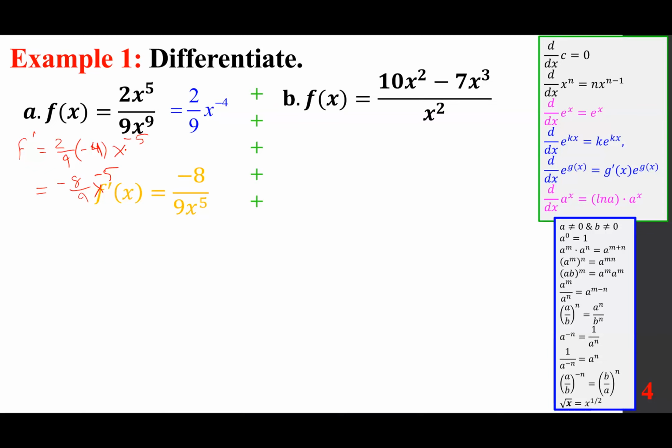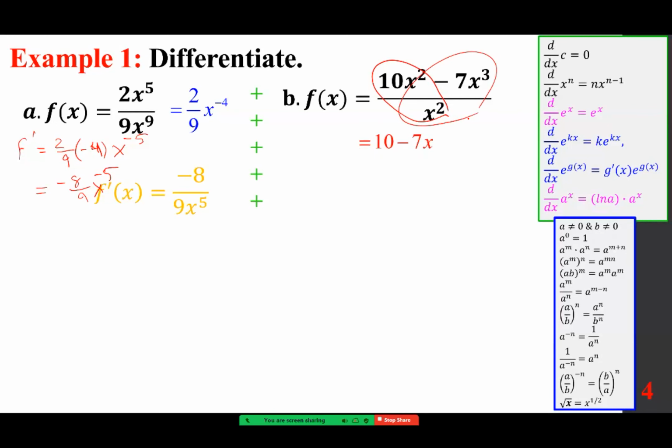For part B, anytime you have a fractional expression or a rational expression, you ask yourself, can I simplify? And in this case, anytime you have one term in the denominator, all you have to do is make up a number of fractions. In this case, we're going to make up two fractions. The first one gives us 10. The second one gives us minus 7x. And the derivative is simply minus 7.